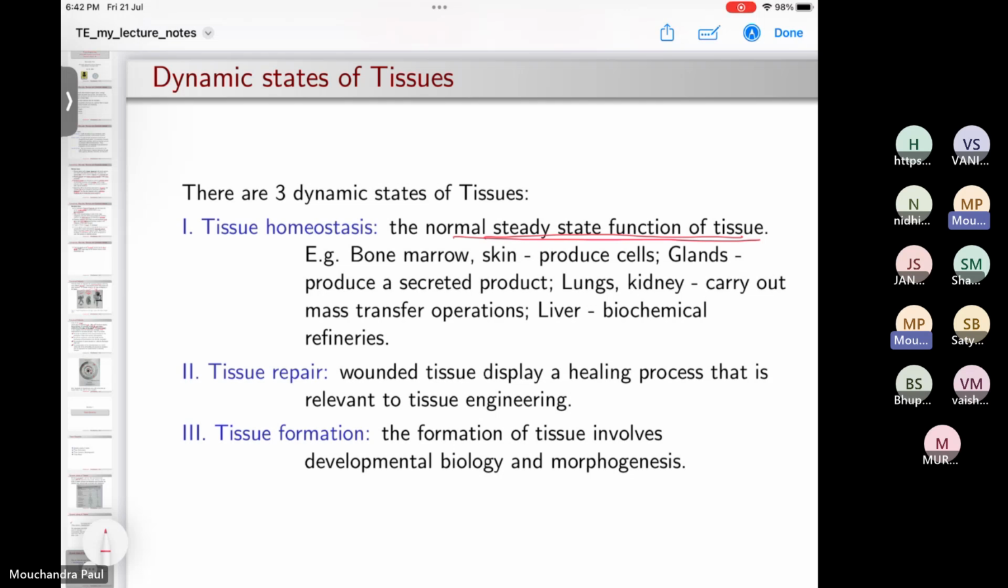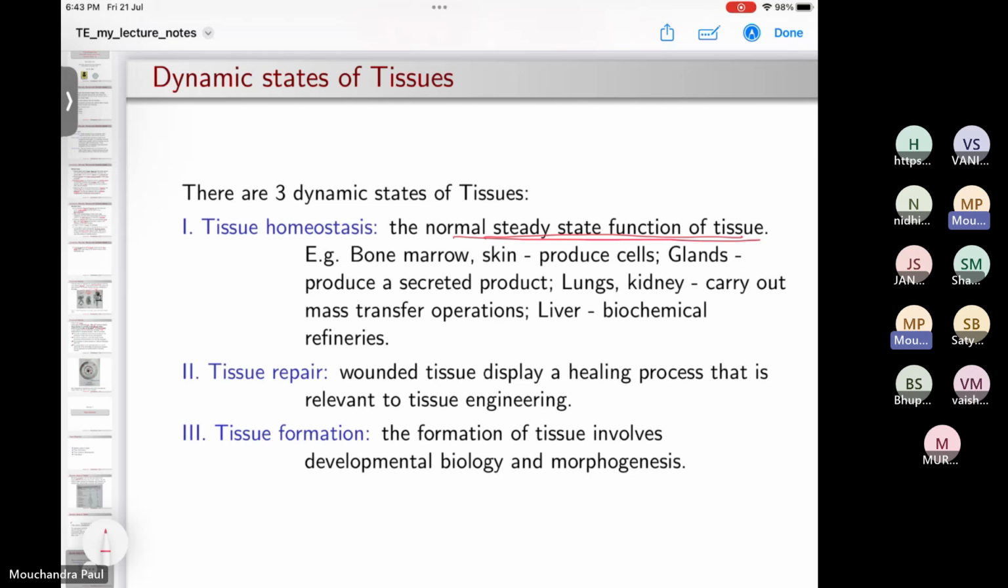Or suppose it is undergoing replacement, as I said, the new tissues are formed, new cells are forming, old cells are dying. So that is again steady state 3. If it is secreting something, steady state 4. So with time you will be able to observe that the steady state of a particular tissue is changing. But we define steady state for a very long period of time.